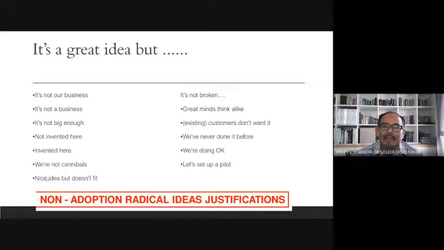And another big enemy is the feeling of complacency. These are the worst enemies that we need to overcome.